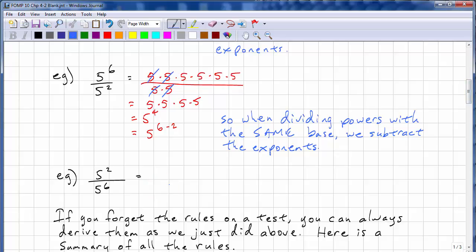Okay, let's use the rule. For this case, we have 5 to the power of 2 minus 6. This gives us 5 to the power of negative 4. That's okay. When we have negative, it just means we put the power in the denominator. So it works.